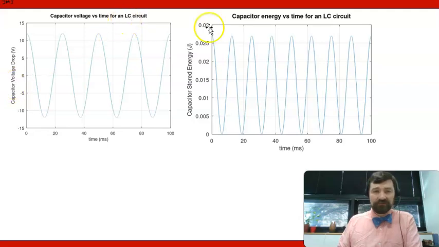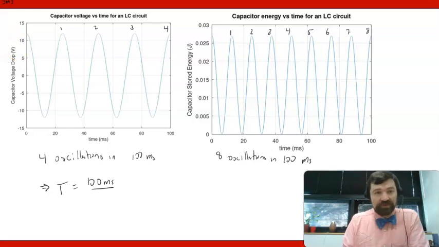So here, for both of these is the capacitor. This one is voltage, this one is energy. What you should notice, or most prominently notice, is that there's more oscillations here than there are here. In fact, if we count them, in both cases we're starting at a peak, so 1, 2, 3, 4 oscillations in 100 milliseconds. In the same 100 milliseconds, 1, 2, 3, 4, 5, 6, 7, 8.